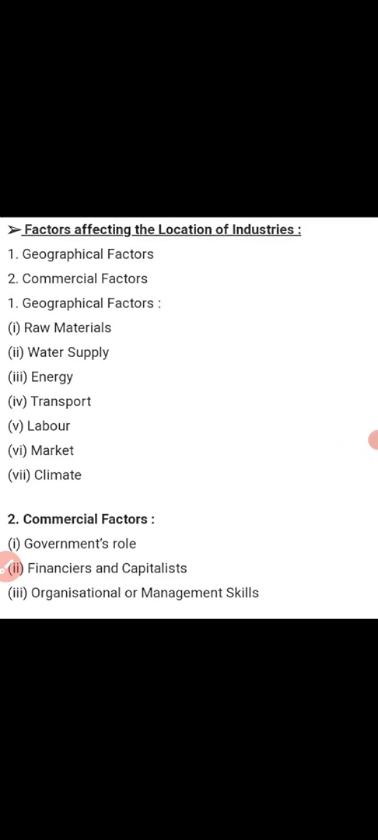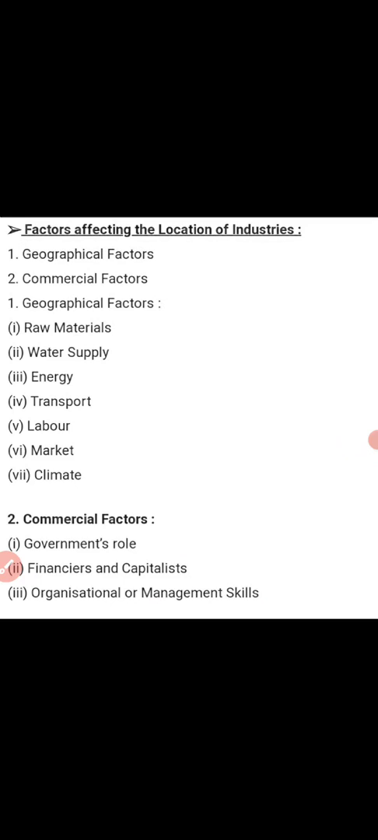Second is water supply. Every industry needs some or the other kind of water supply for different purposes. So it should always be kept in mind that water supply is regular. There are many purposes of water, like mixing chemicals, dyeing, washing, and many other things, right? So water supply should be available at a cheaper rate.